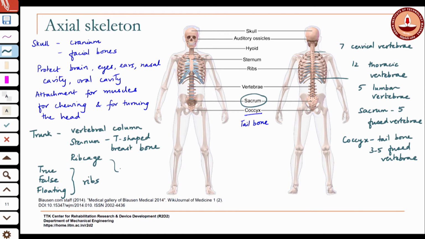And the function of the rib cage is to provide support for or protect organs like the heart and lungs.